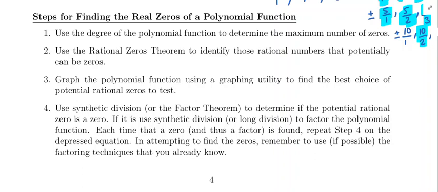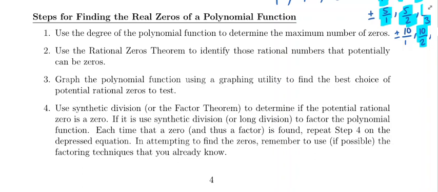Number 2, use the rational zeros theorem to identify those rational numbers that potentially can be zeros. Number 3, graph the polynomial function using a graphing utility to find the best choice of potential rational zeros to test. That means you're going to look at the list you generated in step 2 and you're going to compare to the graph. If you can kind of match the graph up with one of the zeros on your list, that's the zero you're going to start with.